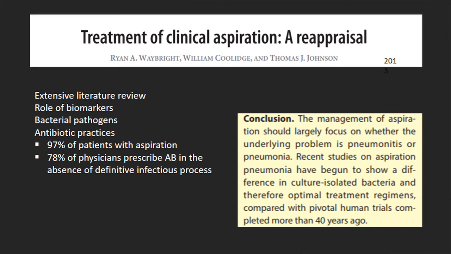And they did a survey of critical care physicians and pulmonologists, and 78% of them answered that they would prescribe antibiotics in the acute event of an aspiration, even in the absence of an infectious process. So basically, prophylactic antibiotics. They concluded that the management of aspiration should largely focus on whether the underlying problem is pneumonitis versus pneumonia, because that would mean supportive treatment versus antibiotics. And then recent studies of aspiration pneumonia have begun to show a difference in culture-isolated bacteria. There are therefore optimal treatment regimens compared with pivotal human trials.